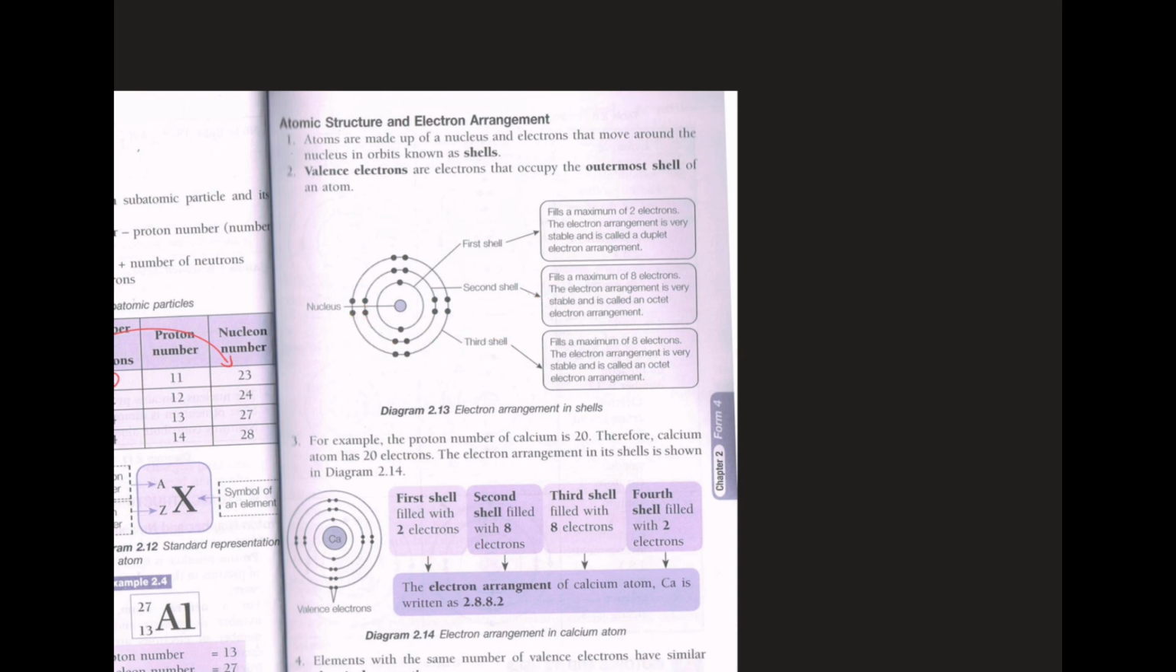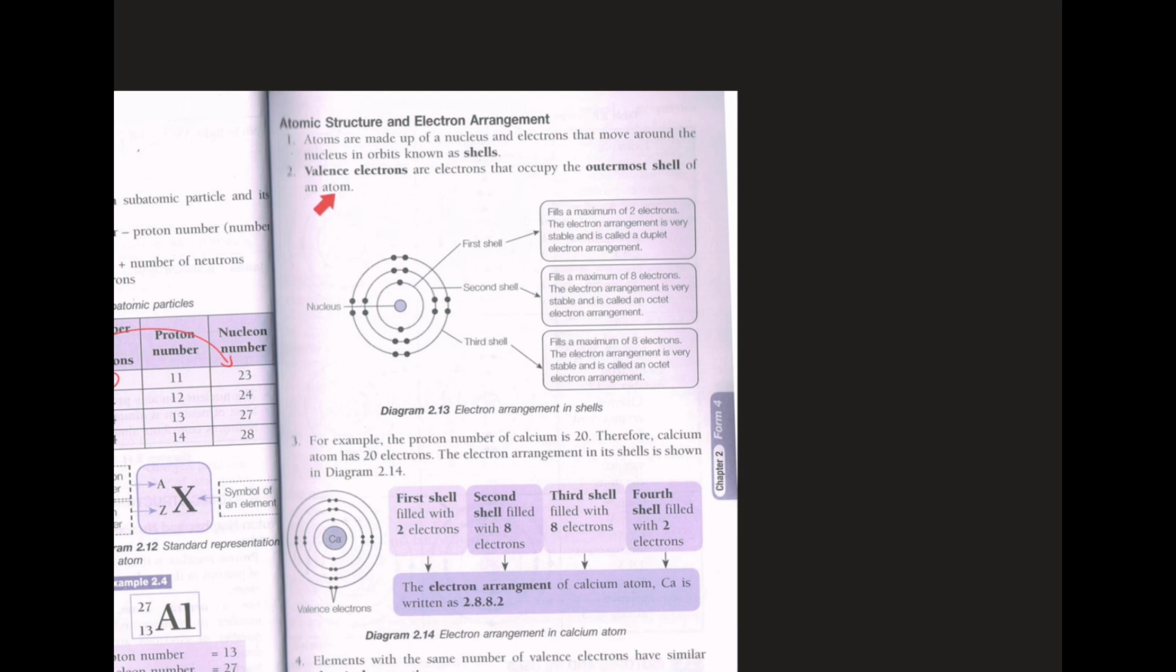The second shell, you see 2, 4, 6, 8 electrons, fills a maximum of 8 electrons. The electron arrangement is very stable and is called an octet electron arrangement. The third shell, you can see 2, 4, 6, 8, fills a maximum of 8 electrons, also an octet electron arrangement. So you can see first shell 2 electrons, second shell maximum 8 electrons, third shell maximum 8 electrons.